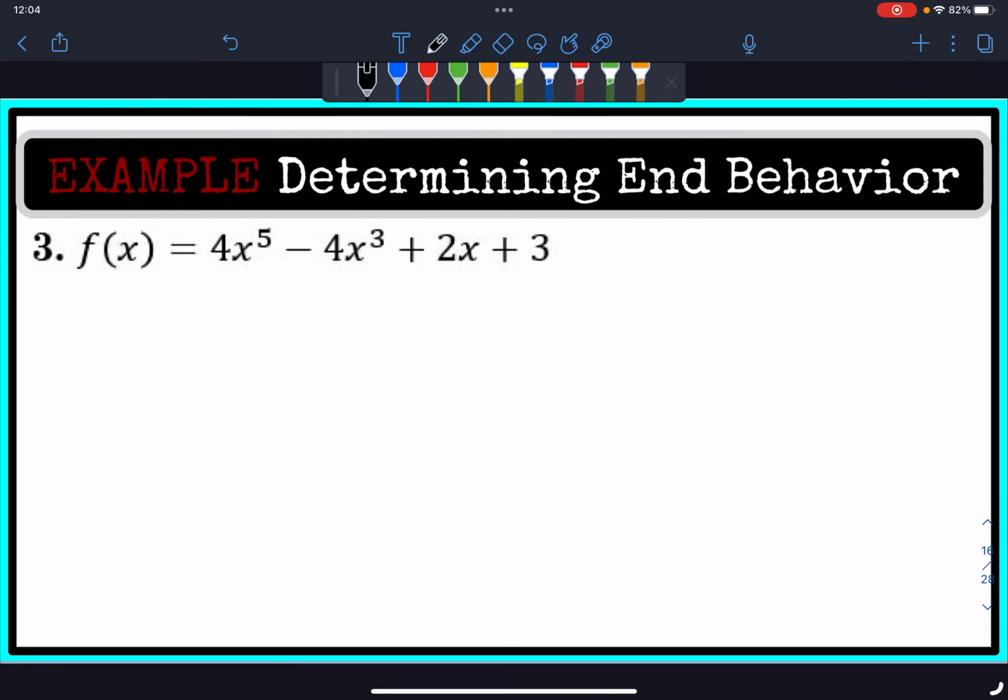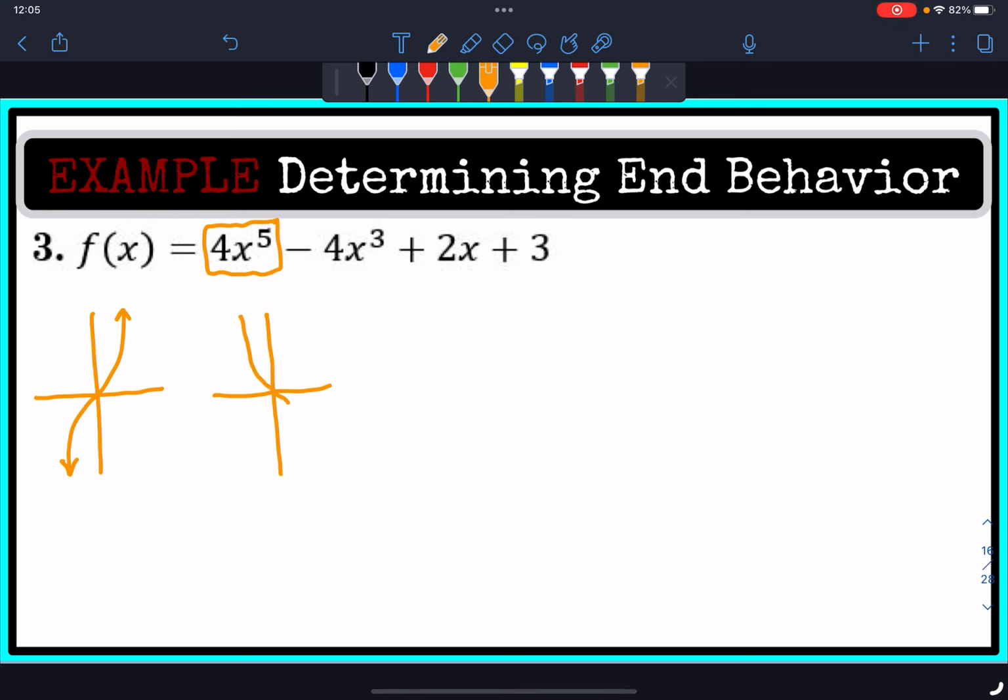Now for number 3. In this example, notice that the largest exponent is 5. So the end behavior of this polynomial is going to be similar to the power function that increases, or the power function that decreases. In this situation, because we're multiplying x to the 5th power by a positive 4, the behavior of this polynomial is going to be the same as this power function here.